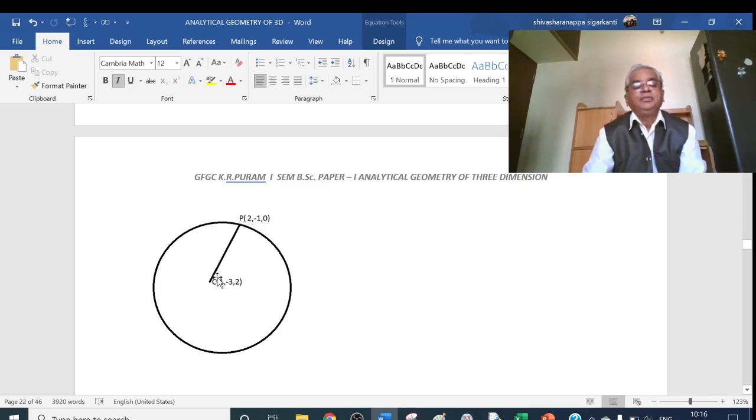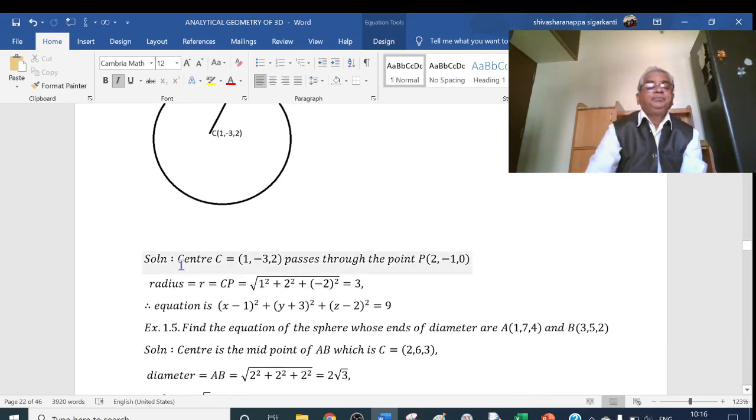The center is known. Then is CP equal to the radius of the sphere? Yes, CP is equal to the radius. Then how to find CP? By using the distance formula, I can find the value of CP, that is the square root of (2 − 1)² + (−1 − (−3))² + (0 − 2)². Using the distance formula, I can find CP, which gives the radius.